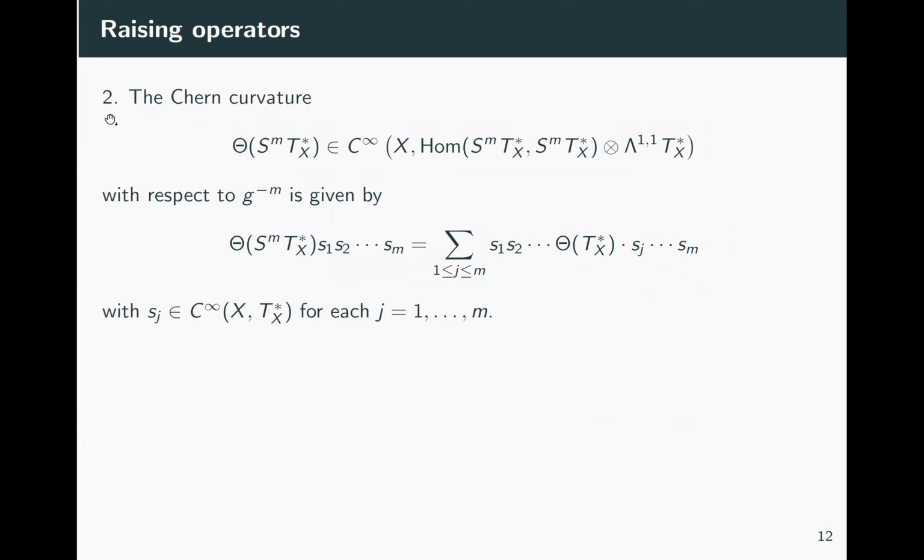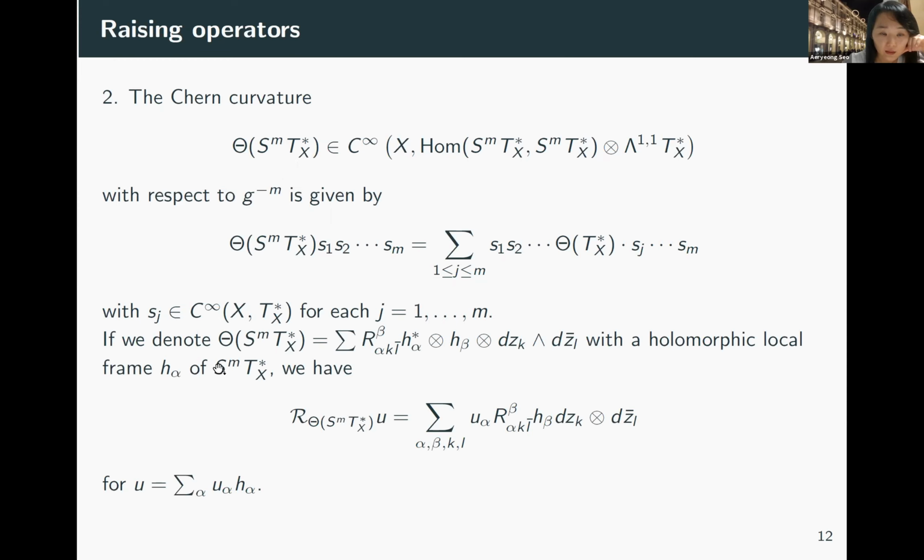Second example is like this. If we consider the Chern curvature of the Kähler metric, then the curvature tensor is given by like this with respect to the induced metric on the symmetric power of the cotangent bundle. Then if we denote the curvature tensor in terms of local coordinates and the frame, then the raising operator with respect to this curvature form is given by like this too.